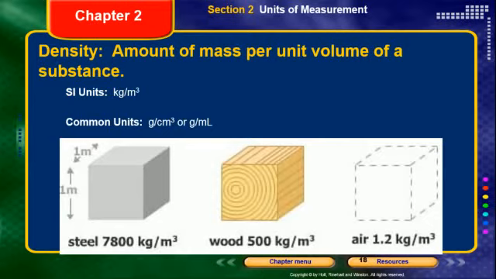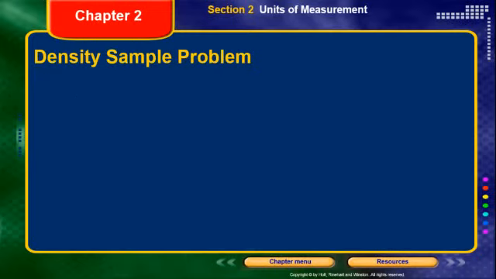And so what we see is, since the denominator will always be the same, right, 1 cubic meter, but the mass, the numerator, for steel is large, for wood is medium, and for air is low, you'll see that that fraction, as you become less and less dense, becomes smaller and smaller. Some common units that we'll use in this class are going to be the grams per cubic centimeter or grams per milliliter. All right, and we'll show you some examples here.